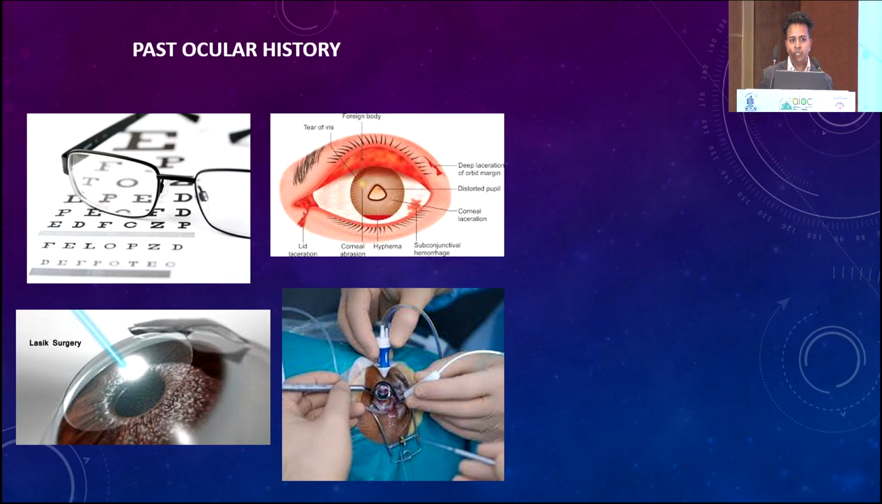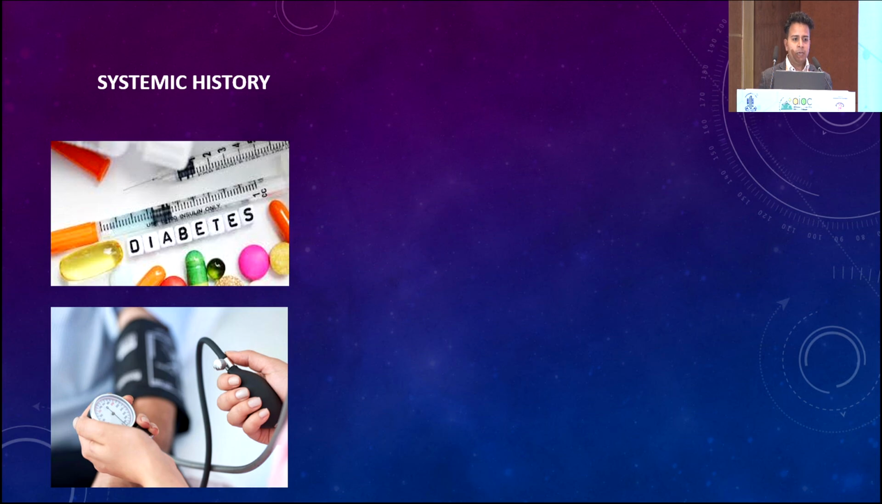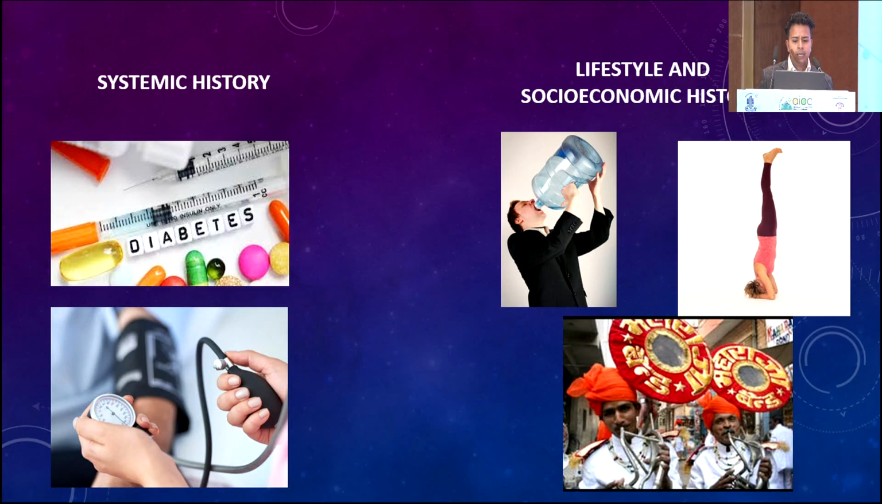any laser procedures were done, any surgery was done. Along with that, we have to ask if the patient is using chronic, long-term steroid use, or any known documented allergies. Systemic features which can cause glaucoma, and we have to ask. Some patients' lifestyle changes, like some people have a habit of having a lot of water in the early morning, and some yoga postures like Sirsasana are known to cause raised IOP. Along with that, we have to ask about the socioeconomic history of the patient.